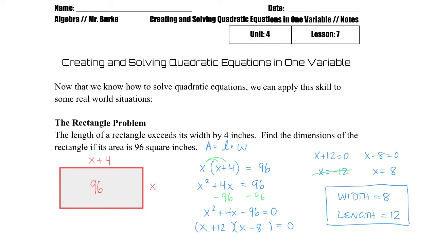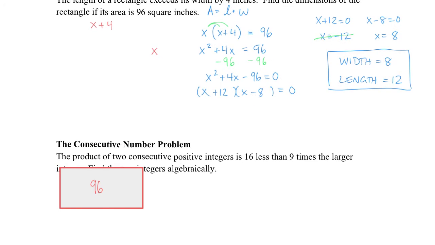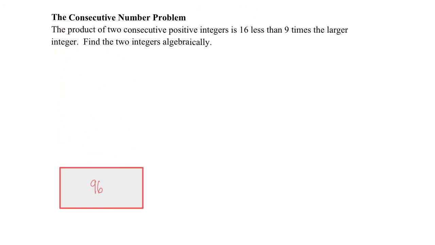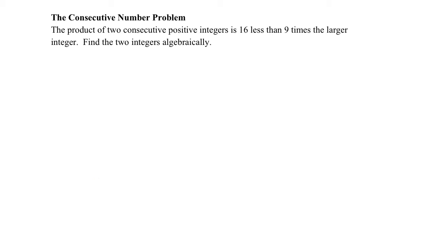All right, let's look at the consecutive number problem. It looks like this box wants to come along, so I'm going to go ahead and get rid of that. Goodbye. All right, so the product of two consecutive positive numbers is 16 less than 9 times the larger integer. Find the two integers algebraically. Okay, there's a lot there. Let's start breaking it down.